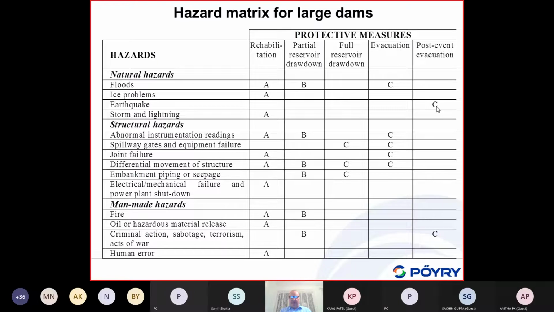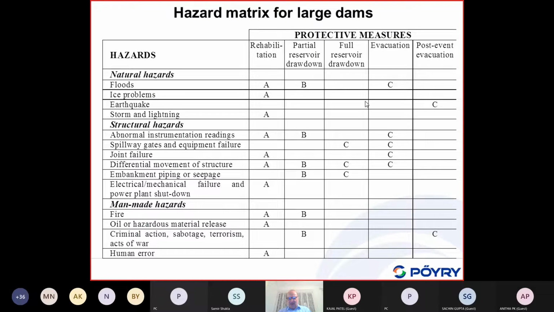So for warning times of 10 seconds, you cannot do anything. The earthquake occurs, you cannot predict the earthquake, so you cannot do the evacuation. In the case of floods, in some big rivers, or if you have some special weather conditions, you can do some evacuation before. Post-event, that would be with the alarm system.